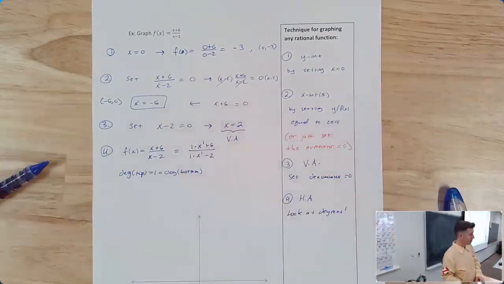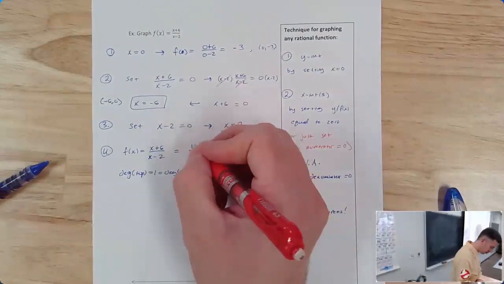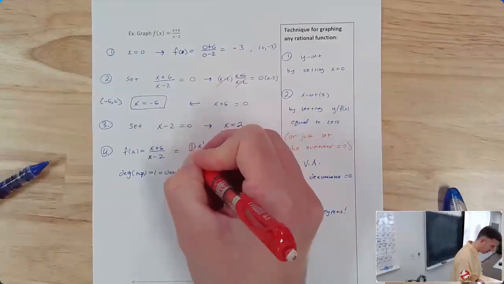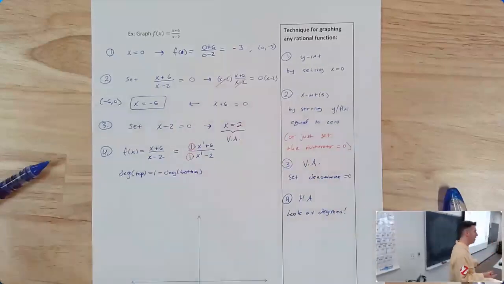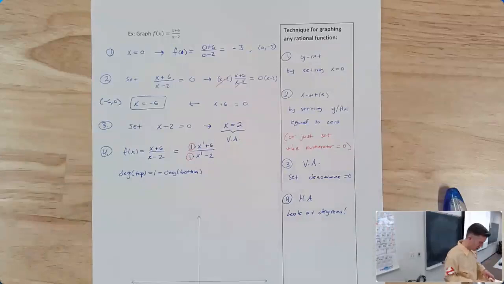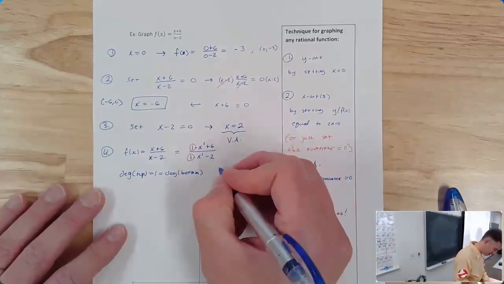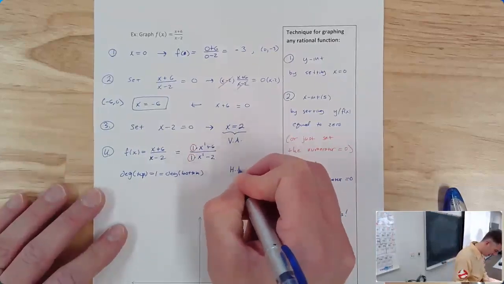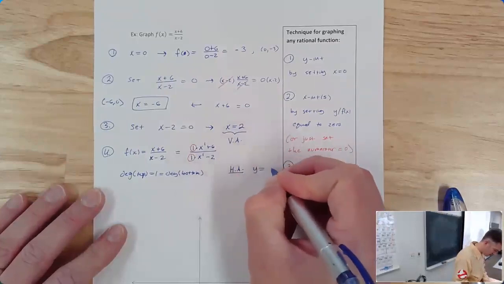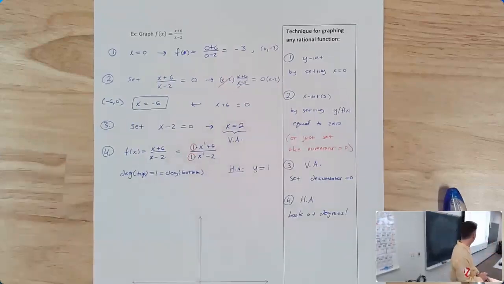So the horizontal asymptote is the quotient of the leading coefficients, which also both happen to be 1s. So here, our horizontal asymptote is going to be y equal to 1 divided by 1, which is y equal to 1.